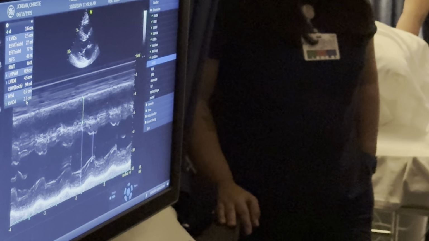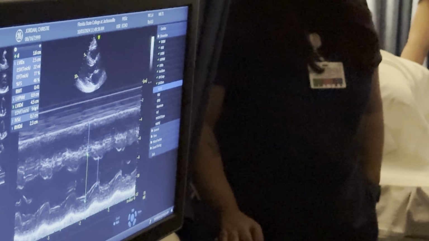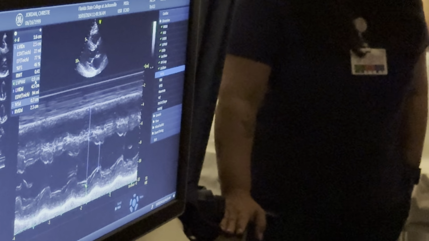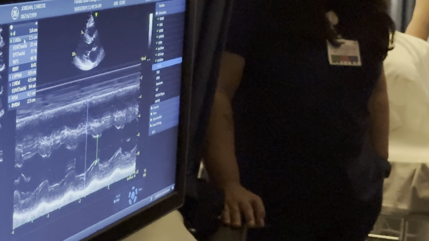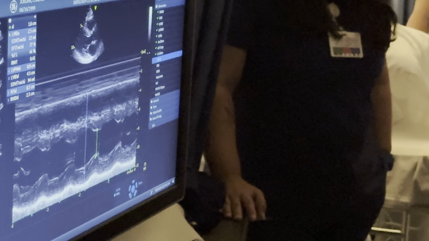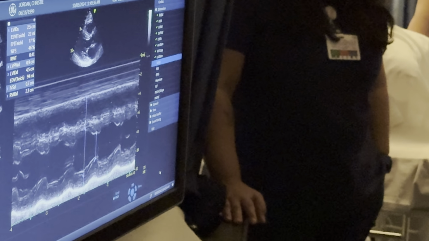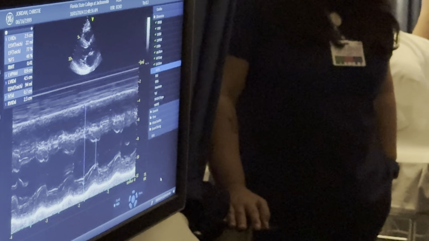So here's your values: 23 for your right ventricle, 7 for your septum, 45 for your LVIDD, 9 for your posterior wall, 25 for your LVIDS, which gave us a 46% fractional shortening. So you can see we're a little bit higher, but that's okay. I just don't want to go above 50, right?